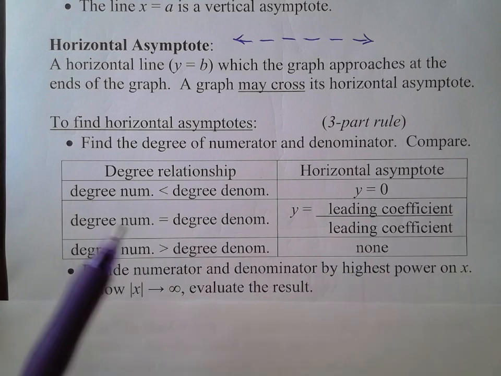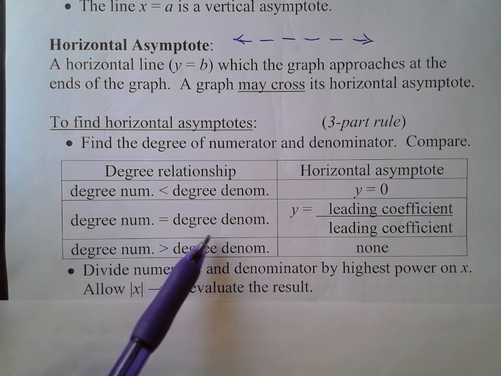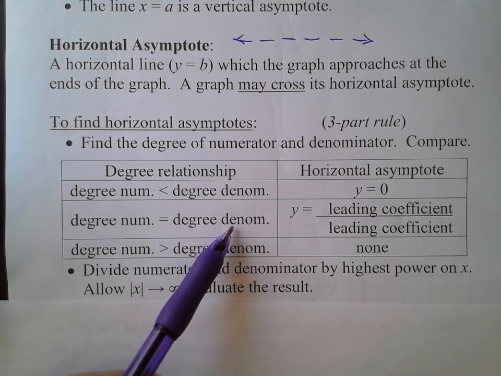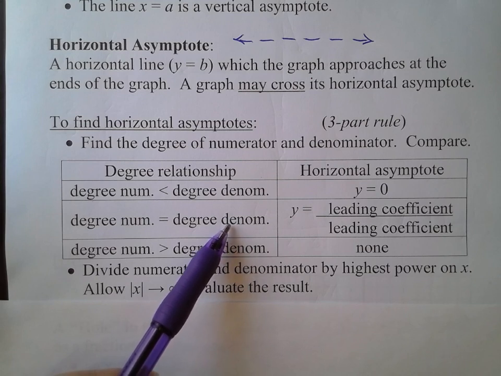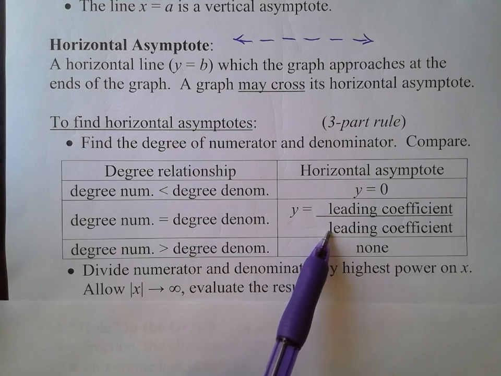If the degree of the numerator and the denominator match, so we have x squared on the top and x squared on the bottom or something similar to that, then it is going to level off at some other non-zero number. So to calculate where it levels off, we're going to take the leading coefficient, the number in front of the highest power of x on the top, divided by the leading coefficient in the bottom. And this will give us the horizontal asymptote, and it will tell us where the graph is going to level off at the end.